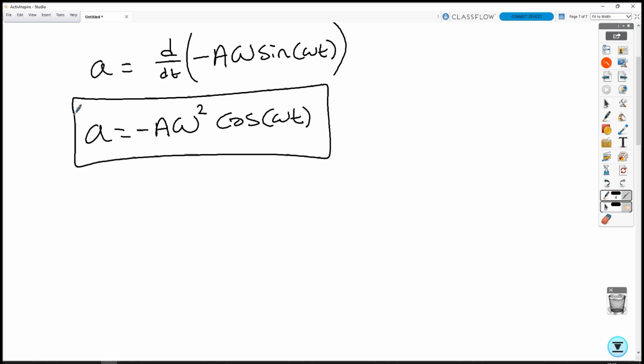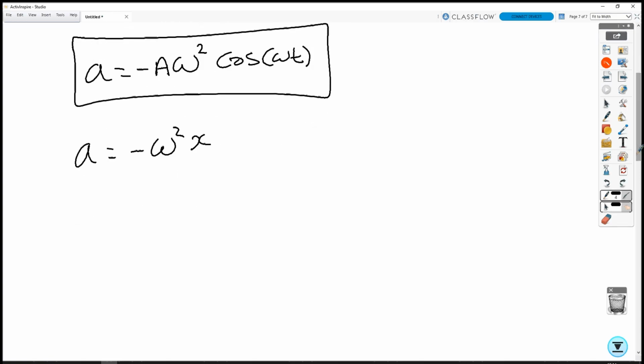And then I think to myself, hold on a minute. That a cos omega t, that looks awfully familiar. Oh, that's just displacement. So a equals minus omega squared x. And we got that first equation. So then we think, how can we get maximum acceleration?